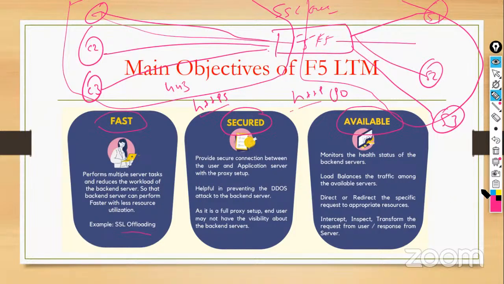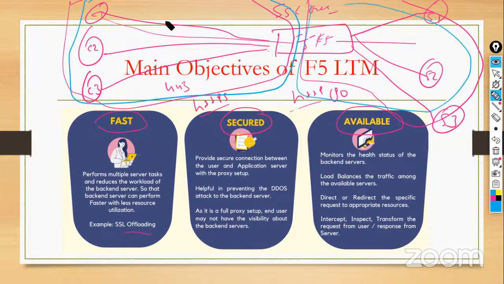So if you see, I created the boundary here. Here we have the proxy setup: one connection from client to F5, and from F5 to the backend server it will be a new connection, right? And it is helpful in preventing DDoS attacks on the backend server, as it is a proxy setup and the user may not have visibility of the backend server.